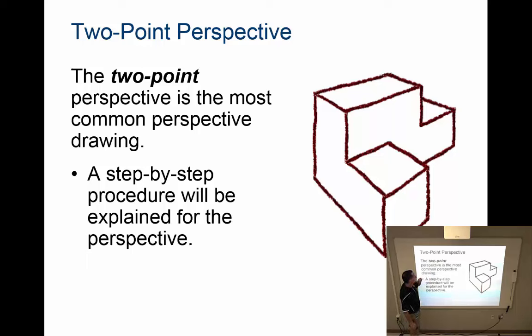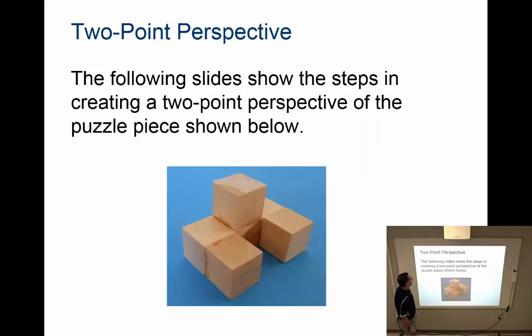Let's talk about a two-point perspective then. This is going to be the most common one, and it's going to be fairly similar and look similar to what an isometric pictorial looks like. The only difference in this case is that each of the lines here is at a different angle rather than all being exactly 30 degrees like they were on the isometric. So the following slides then will be the steps for creating this object as a two-point perspective.